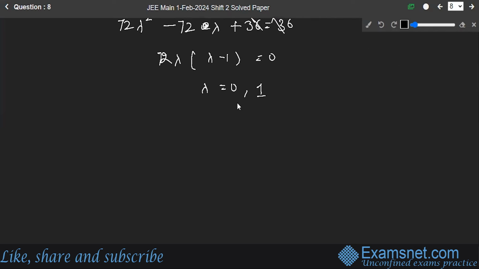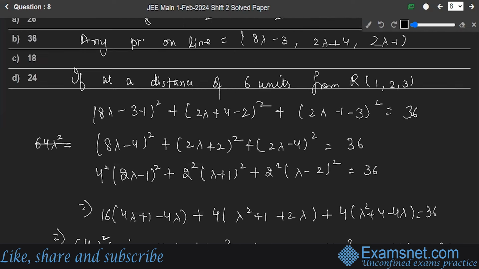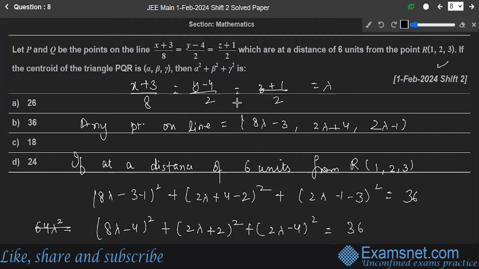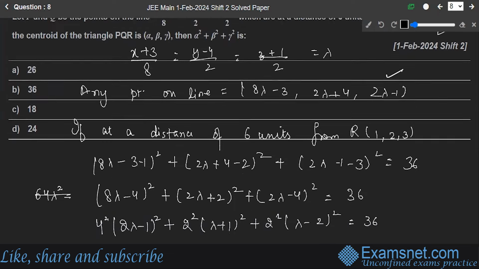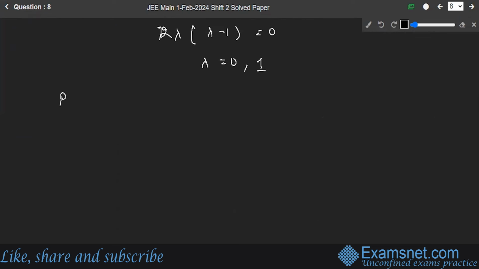So what do the points P and Q now become? For lambda 0 and lambda 1, any point on the line was 8 lambda minus 3, 2 lambda plus 4, 2 lambda minus 1. So from here, the point P, when I take lambda is equal to 0, will be minus 3, 4, and minus 1. And when I put lambda is equal to 1, this will be 5, 6, and 1.